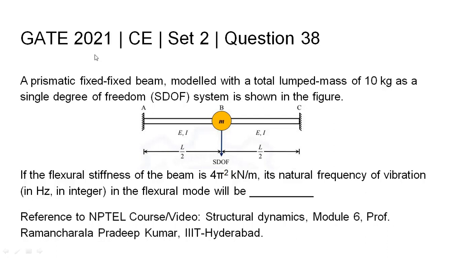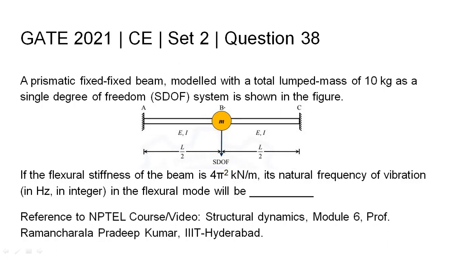GATE 2021 Civil Engineering Set 2 Question 38. A prismatic fixed beam modeled with a total lumped mass of 10 kg as a single degree of freedom system is shown in the figure.